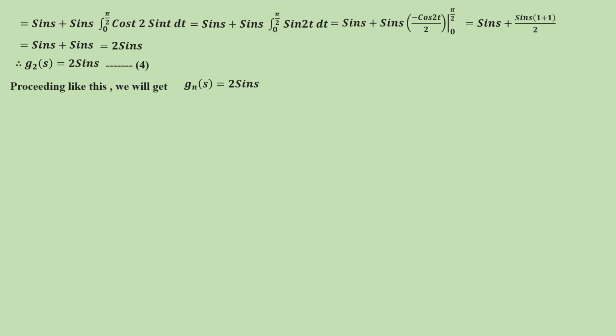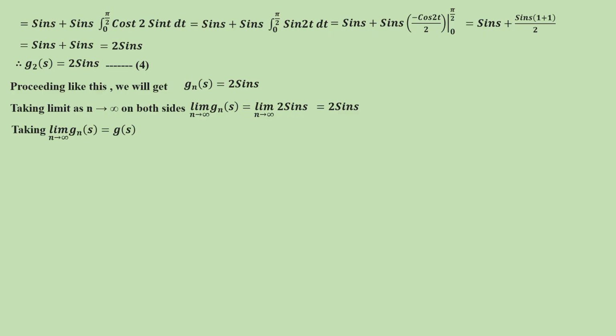Proceeding like this, we will get gn of s, everything is 2 sin s, so you will get 2 sin s. So as n tends to infinite, limit n tends to infinite, gn of s is equal to limit n tends to infinite 2 sin s, that is equal to 2 sin s only, there is no n, right? So taking limit n tends to infinite, gn of s is equal to g of s, the solution is g of s is equal to 2 sin s. Thanks.